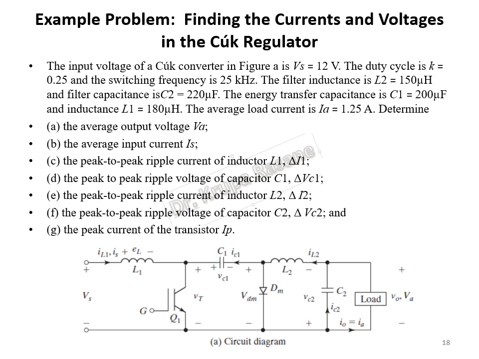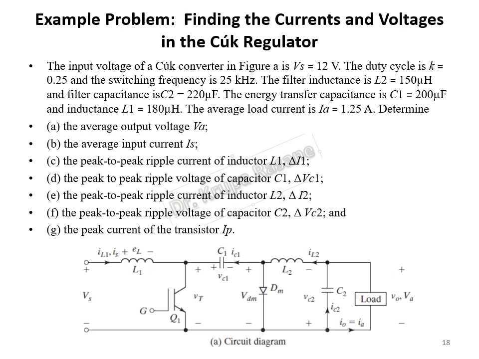You are supposed to determine the average output voltage VA, the average input current Is, the peak to peak ripple current of inductor L1, that is delta I1, and peak to peak ripple voltage of capacitor C1, that is delta VC1, the peak to peak ripple current of inductor L2, that is delta I2, and the peak to peak ripple voltage of capacitor C2, delta VC2, and the peak current of the transistor Ip.